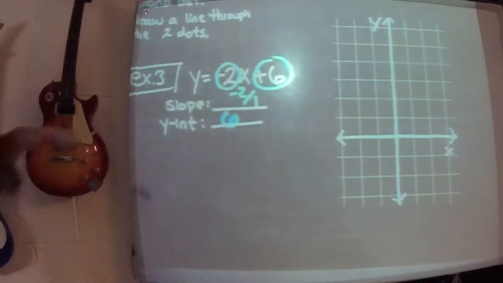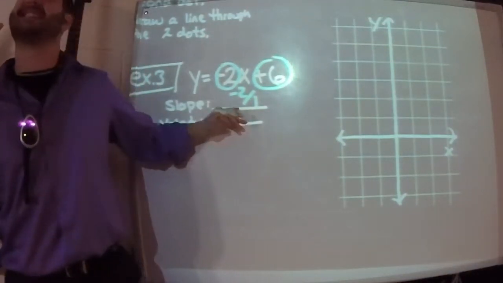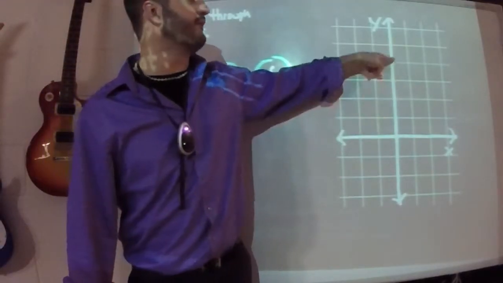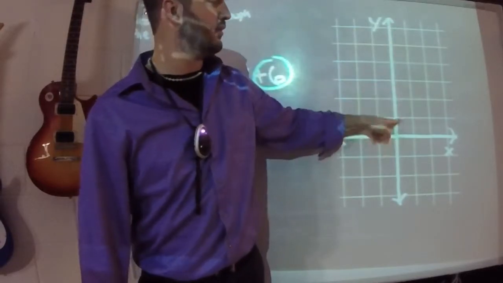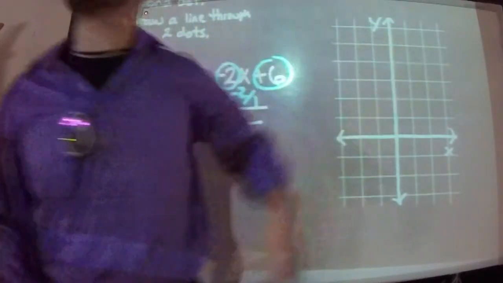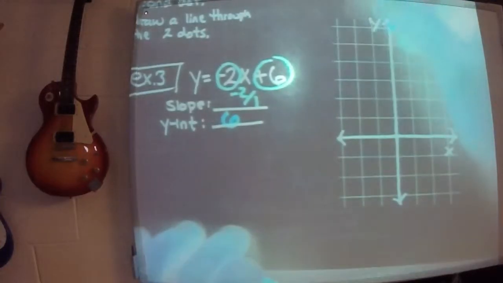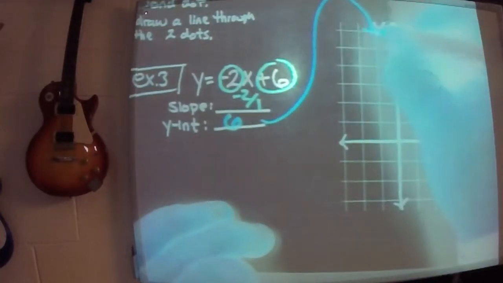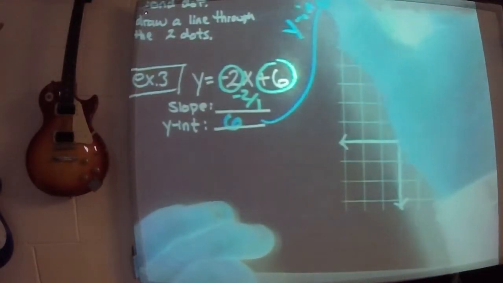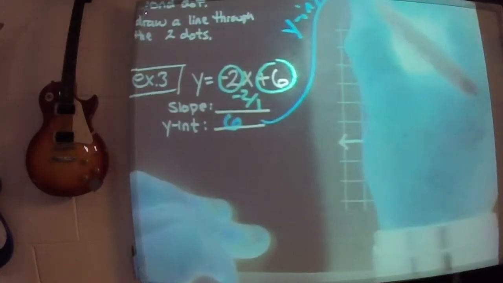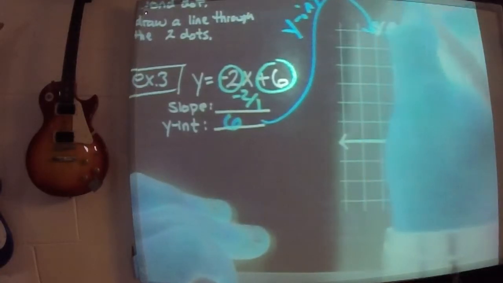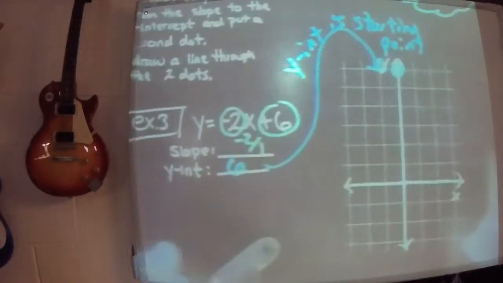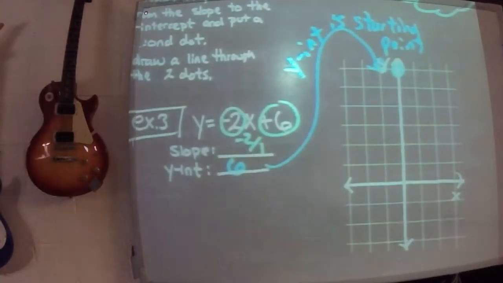It's at the top. If my y-intercept is 6, where do I put my dot? Y-intercept is my starting spot. Go up 1, 2, 3, 4, 5, 6. It's right there, the very top one right here. That's your starting spot, your y-intercept. Y-intercept is the starting point. And then apply your slope from here.